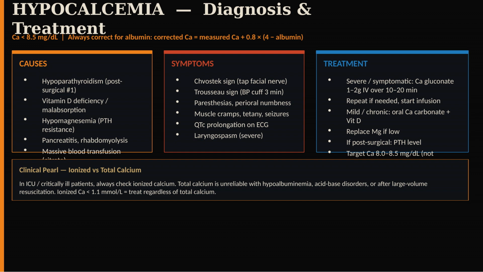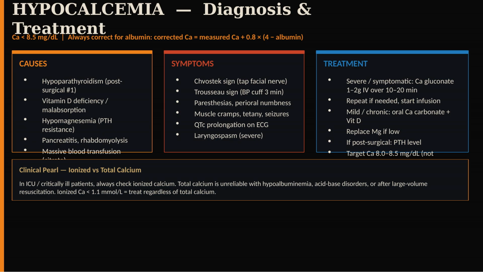Let's build the box. Calcium below 8.5, but before anything, correct for albumin. Add 0.8 for every gram albumin sits below 4. A low albumin will hand you a falsely low total calcium in a patient who's actually fine. Causes. Post-surgical hypoparathyroidism is number 1. Think neck surgery. Then vitamin D deficiency, hypomagnesemia causing PTH resistance, pancreatitis, rhabdomyolysis, massive transfusion via citrate, and hungry bone syndrome after parathyroidectomy. The symptoms are all about neuromuscular excitability, the Chvostek sign.